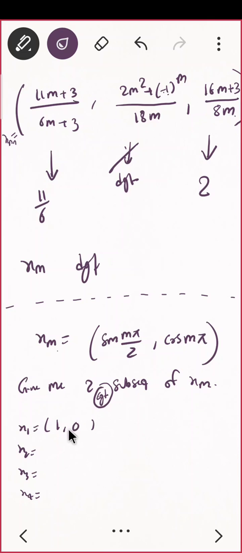1, 0, correct? Cos m pi is the same as minus 1 raised to m, and sin m pi by 2 is minus 1 raised to m plus 1, I think. Just confirm and then tell me. What about x2?